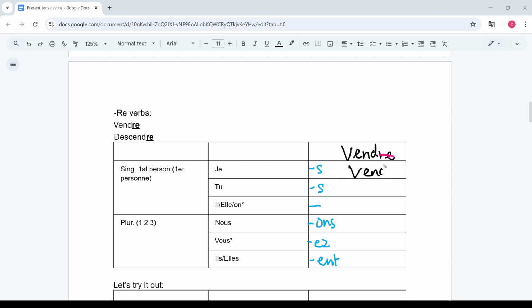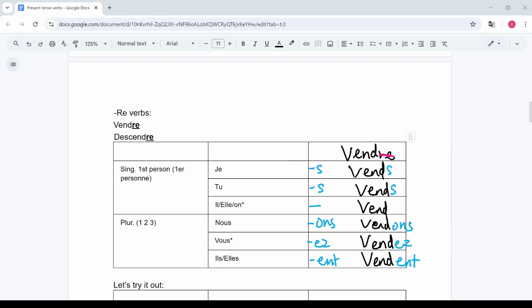Vend, vend, vend. This is an E. Vend, and vend. Next, like the other two, we are going to add our new endings. So we add an S here, we add an S here. Remember, nothing is added here, so we leave that. ONS, EZ, ENT.